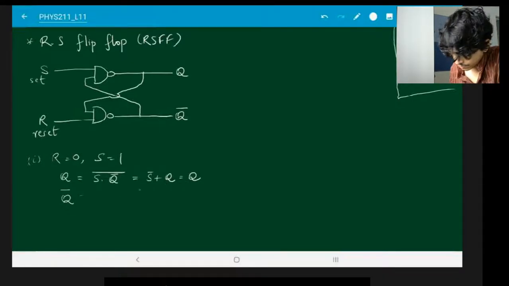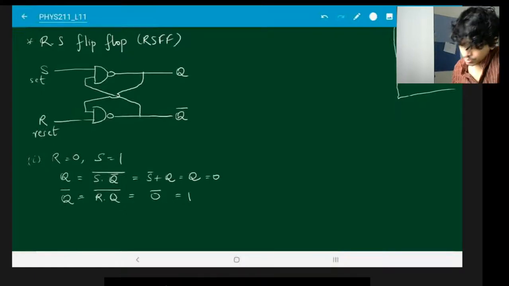No, that's right. Q is Q. Q bar is the NAND of Q and R. So what is R? R is 0. 0 and anything is 0. So this is 0 bar, which is 1. And if Q bar is 1, then Q has to be 0. So you see, when R is 0 and S is 1, this is called the set condition, then Q becomes 0 and Q bar becomes 1.